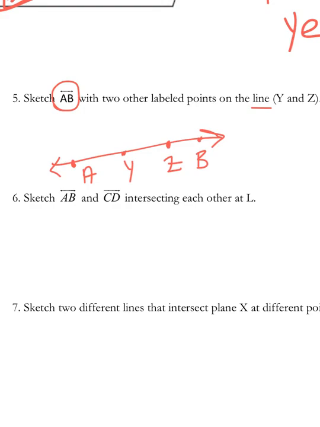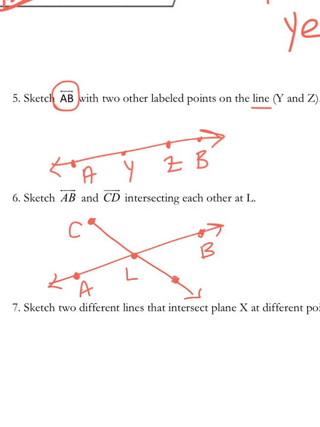Sketch AB and ray CD intersecting each other at L. So I have a line and a ray, and they intersect each other at L. So I know the intersection is L. My line is AB, so I'm going to do A and B, and my ray has to start at C and go through D. And D could have been anywhere on the line. A and B could be anywhere on the line. It doesn't have to look exactly like mine.